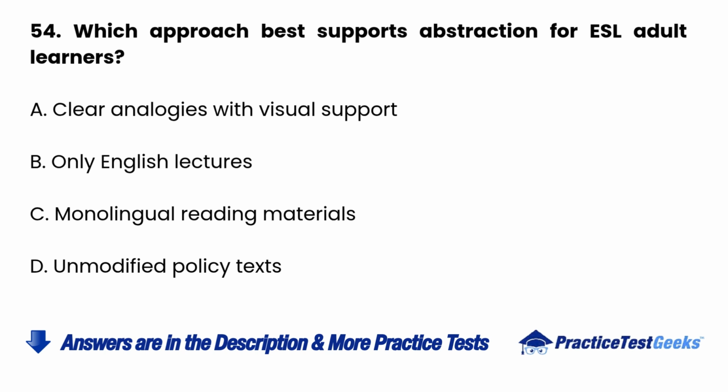54. Which approach best supports abstraction for ESL adult learners? A. Clear analogies with visual support. B. Only English lectures. C. Monolingual reading materials. D. Unmodified policy texts.